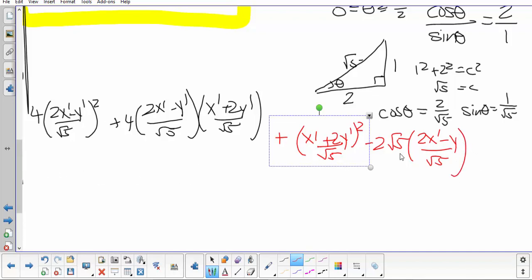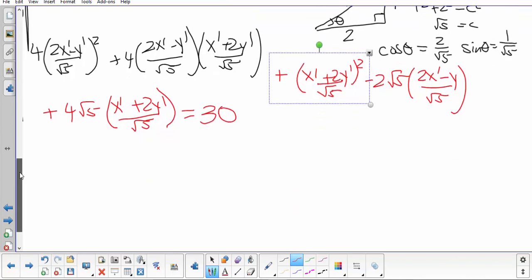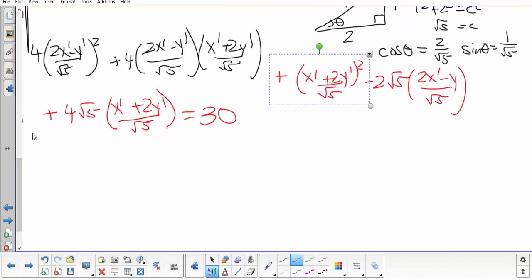And I'm running out of room, so I'm going to just continue down here. Plus 4 root 5 times (x' plus 2y') over root 5 equals 30. So now comes the fun part of distributing everything.